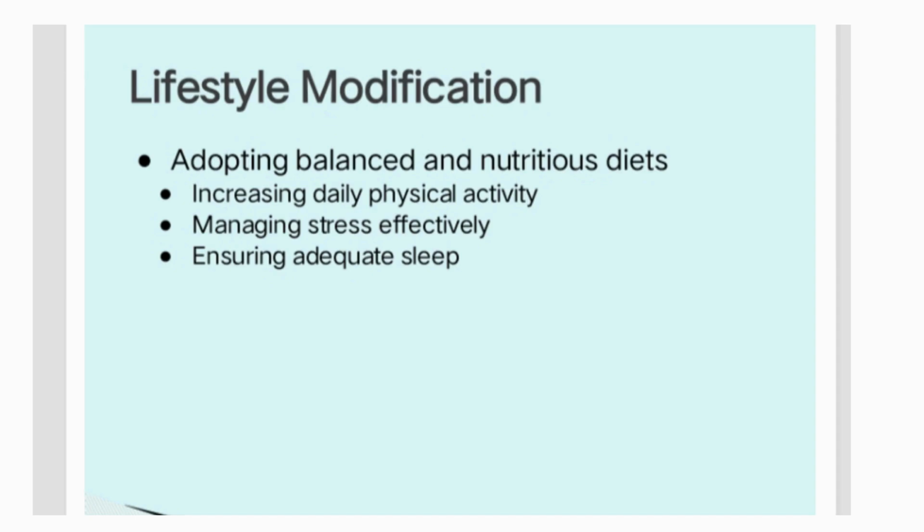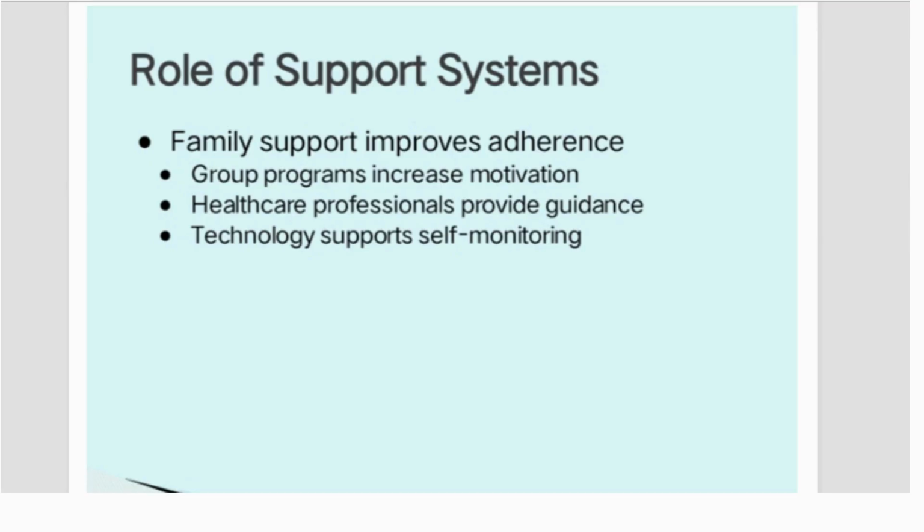There is some lifestyle modification, like adopting a balanced and nutritional diet, increasing daily physical activity, managing stress effectively, and ensuring adequate sleep. So there is the role of the support system: family support improves adherence, group programs increase motivation, healthcare professionals provide guidance, and technology supports self-monitoring.